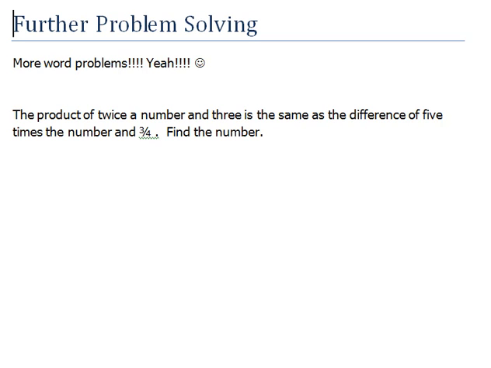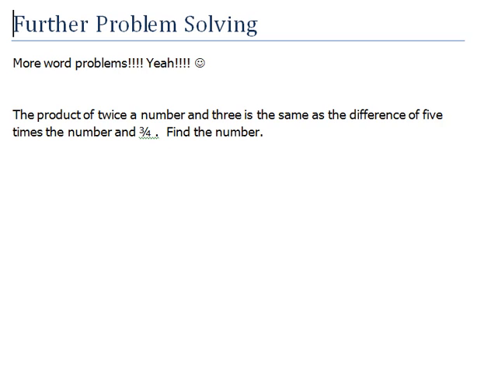I know that nobody likes word problems, but we have to learn how to deal with them, so we're going to do some more application problems here. Now, this one says the product of twice a number and 3 is the same as the difference of 5 times the number and 3/4. Find the number.